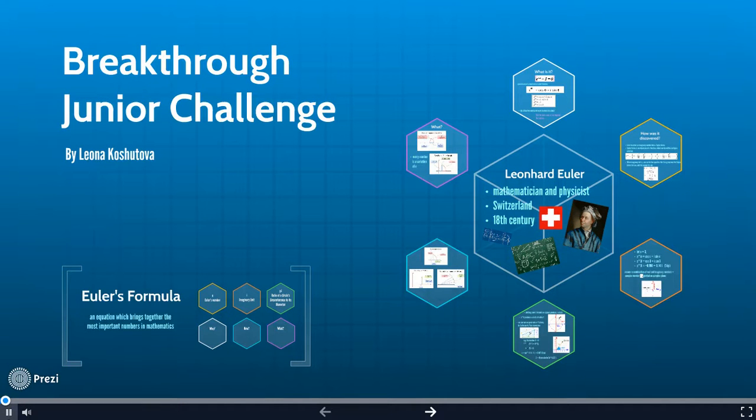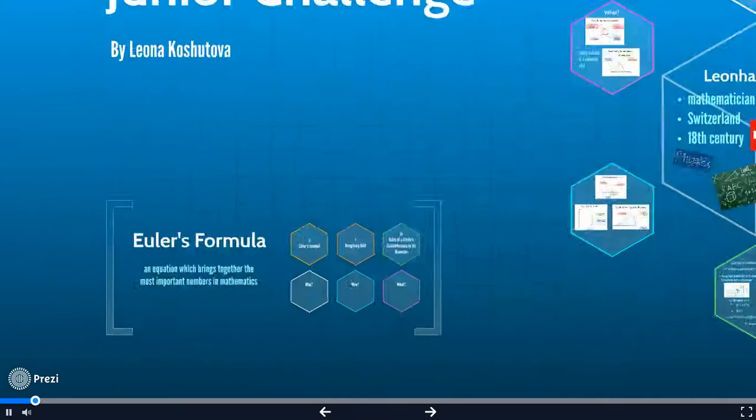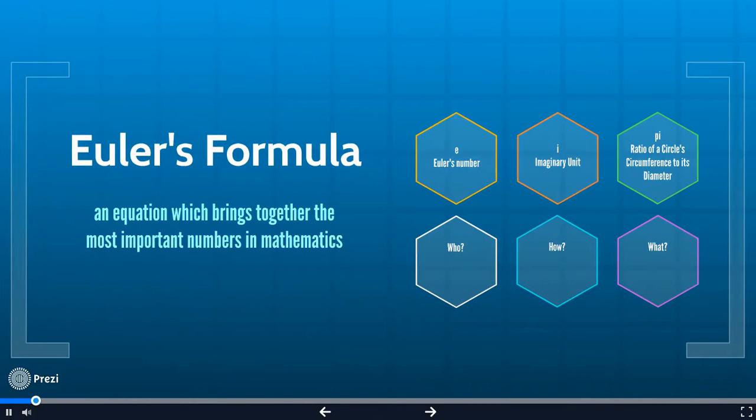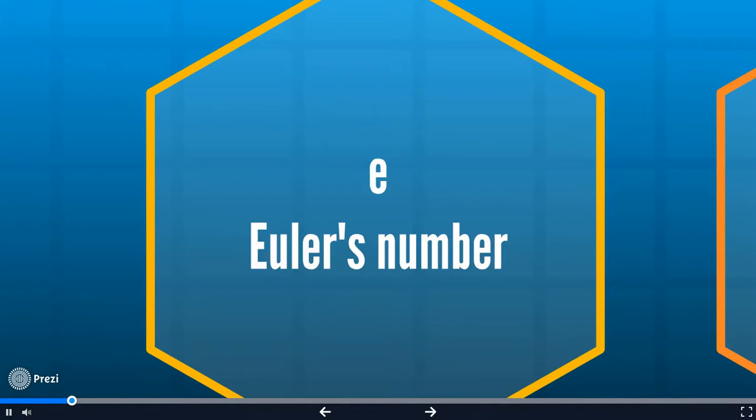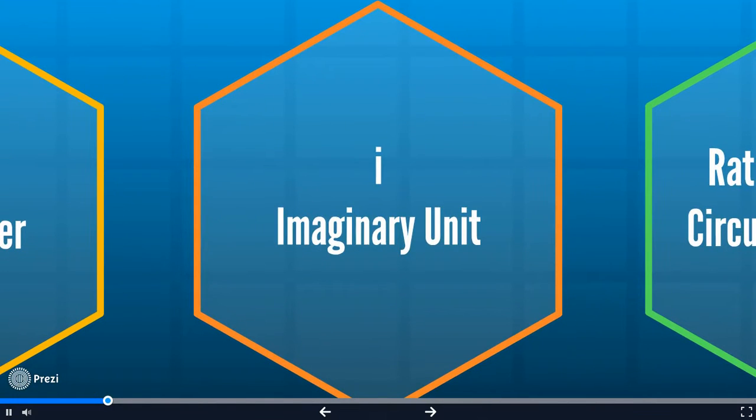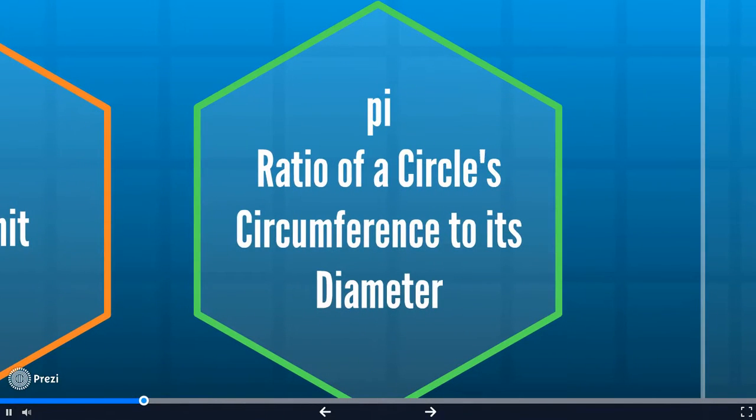Euler's formula. This is a formula which encompasses some of the most interesting and complex numbers in mathematics. E is Euler's number, an irrational number of which we do not know the exact value, and one which we will be exploring in the video. I is the imaginary unit, a number which when squared equals -1. And pi. This is a ratio of a circle's circumference to its diameter.